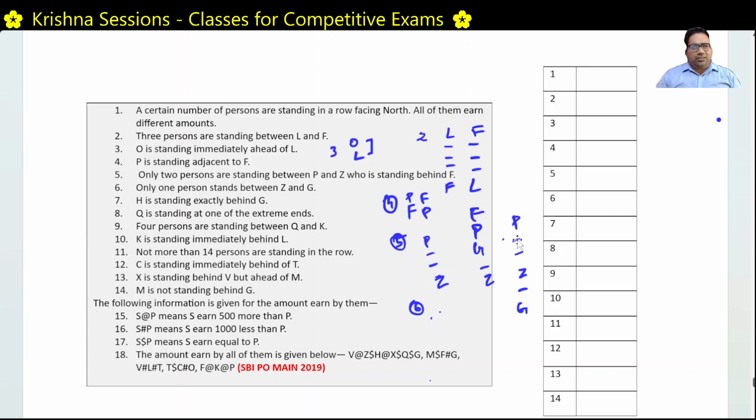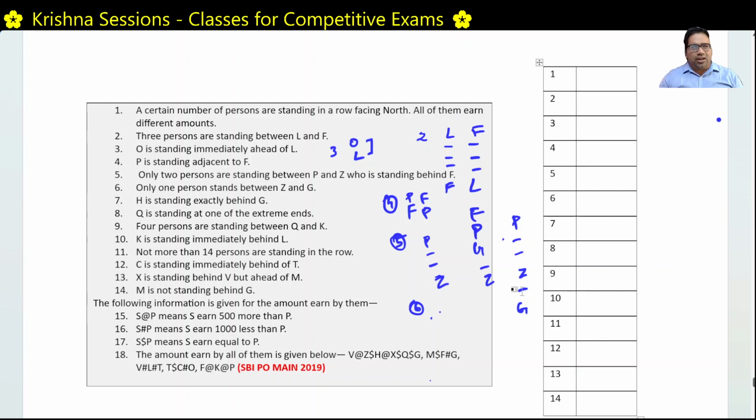If G is here, F can sit here only. But if G is here, F can sit here or F can sit here. In both the cases, P has to be at least fourth from the bottom: 1, 2, 3, 4. In this case, 1, 2, 3, 4, 5, 6, P has to be at least sixth from the bottom. So the minimum that P has to take is 1, 2, 3, 4.